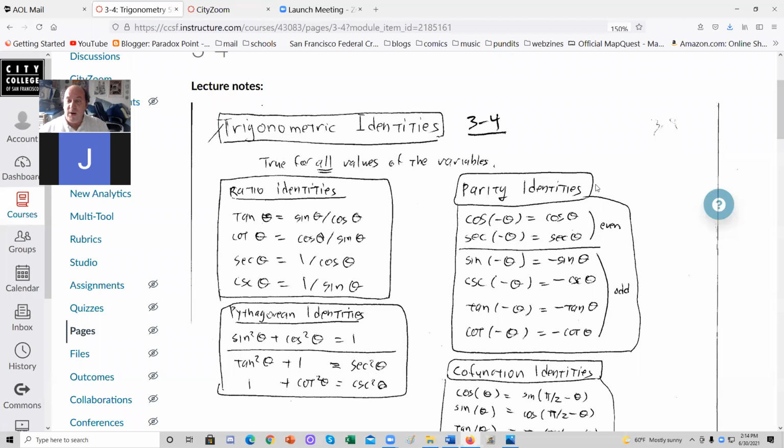There are parity identities. A trig function of negative theta is related to the trig function of theta. For cosine and secant, cosine of negative theta equals cos theta, secant of negative theta is secant theta. These are called even functions. They absorb the negative sign. Sine, cosecant, tangent, and cotangent transmit the negative sign. It goes outside. So sine of negative theta equals negative sine theta. Cosecant of negative theta is negative cosecant theta. Tan of negative theta is minus tan theta, and cotan of negative theta is minus cotangent theta.